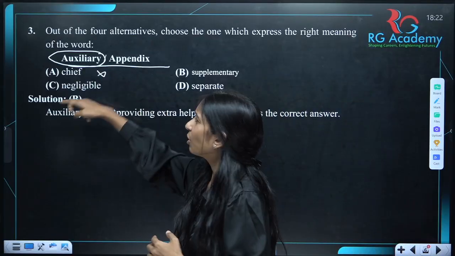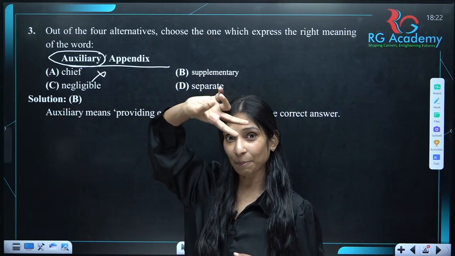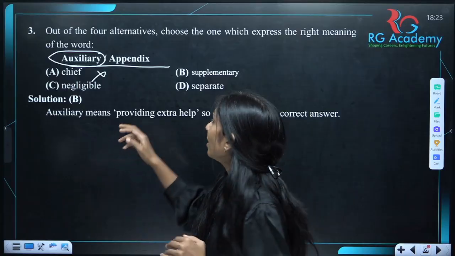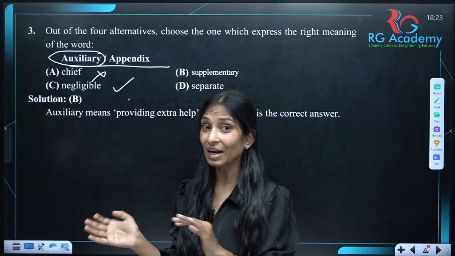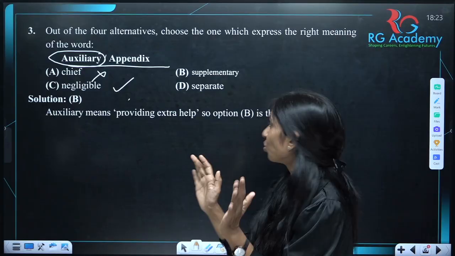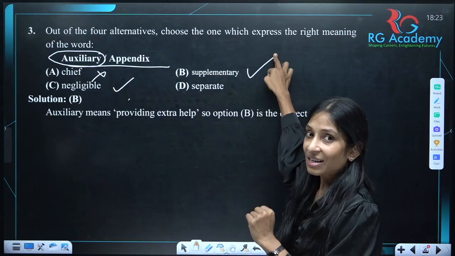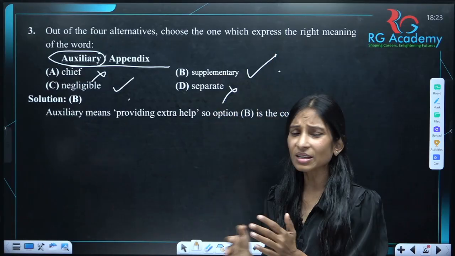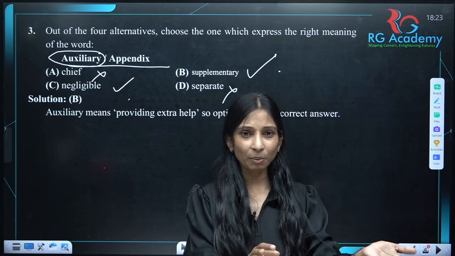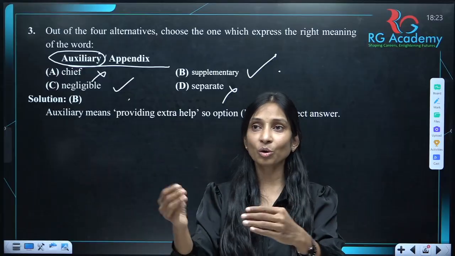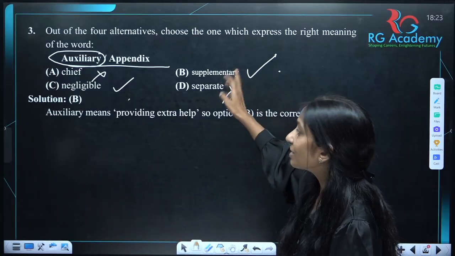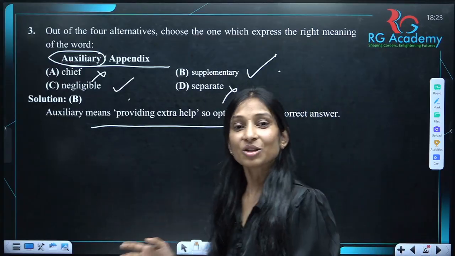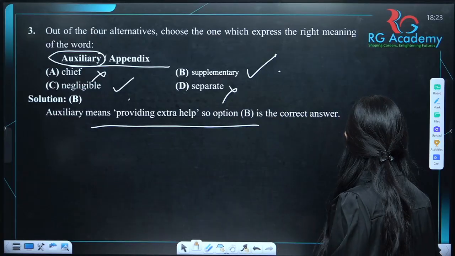Chief, no, because as I told you, lexical verbs and helping verbs. So the word auxiliary cannot mean chief, right? Now let us see negligible. No, it had some use, so negligible is ruled out again. Supplementary, yes. Supplementary is the correct answer for the word, and separate is obviously ruled out. It doesn't mean separate. Auxiliary means helping and extra. So yes, the correct answer is supplementary. Auxiliary means providing extra help, right? So the correct option is supplementary over here.